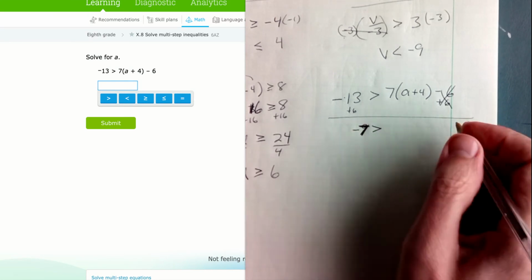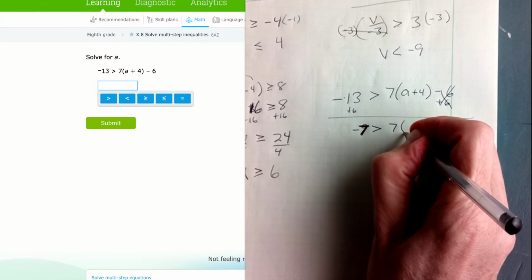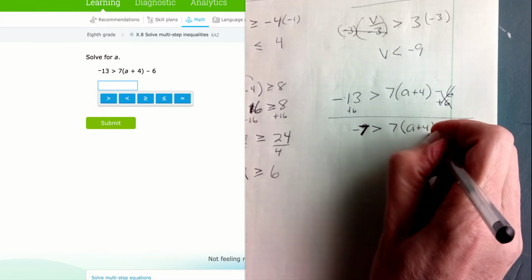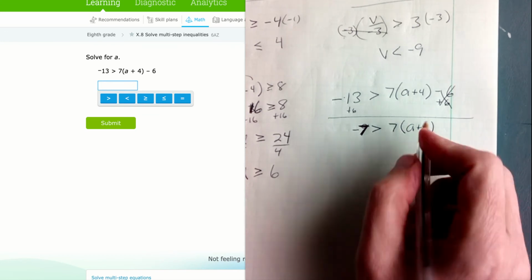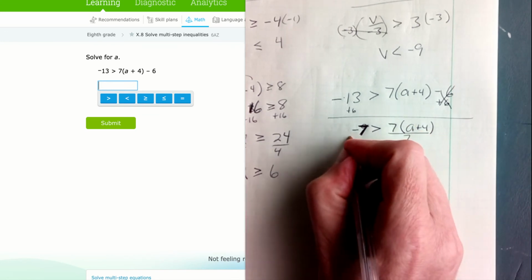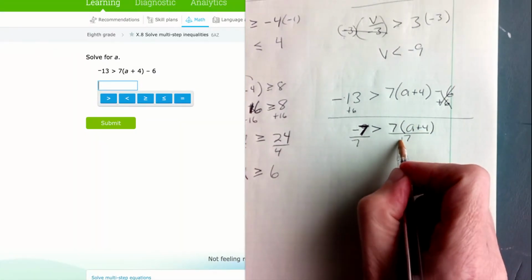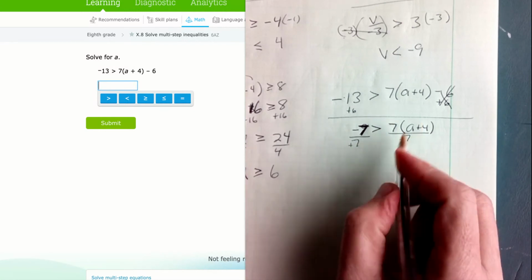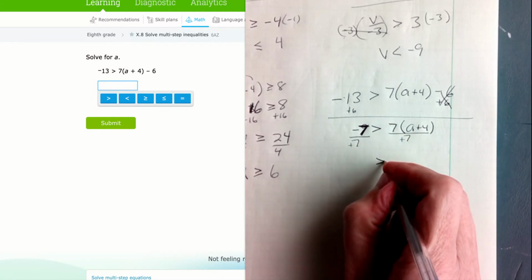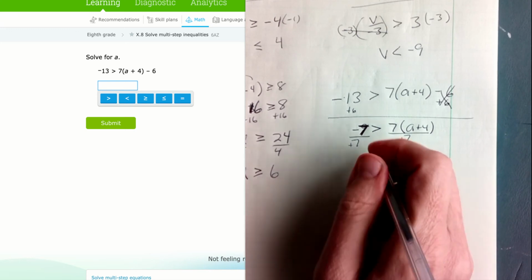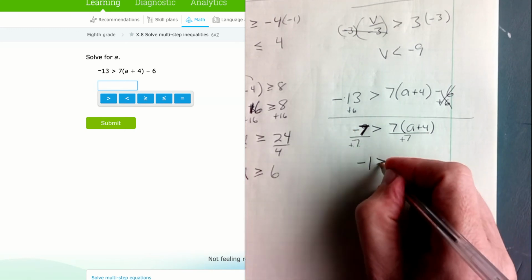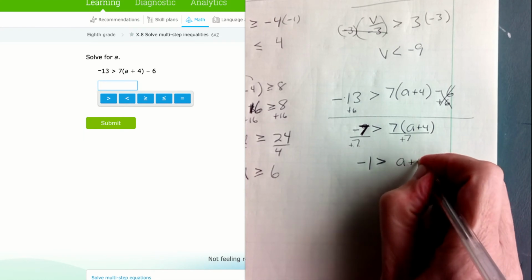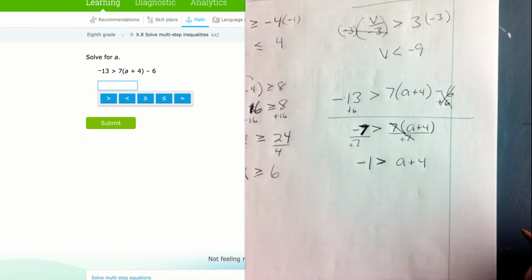Negative 7. I'm left with the 7 parentheses, a plus 4. Now what I'm going to do is divide by this 7 here. So I'm going to divide both sides by 7. Now I divided by a positive 7, so that means I'm not going to change that inequality symbol. Negative 7 divided by positive 7 is negative 1, is greater than a plus 4, because the 7's cancel.